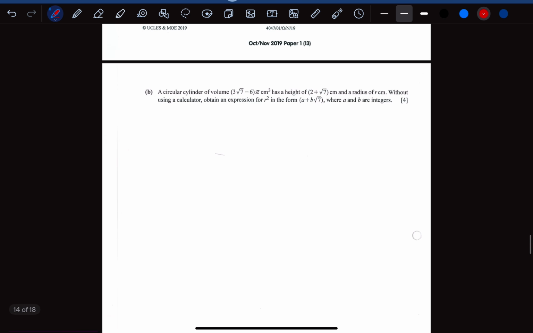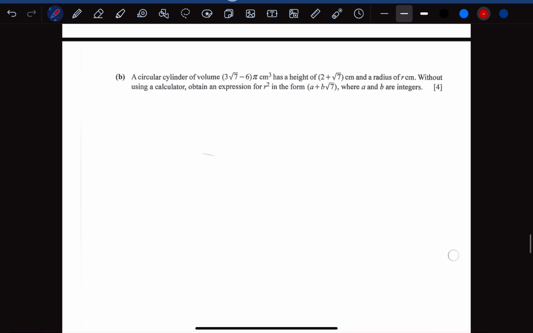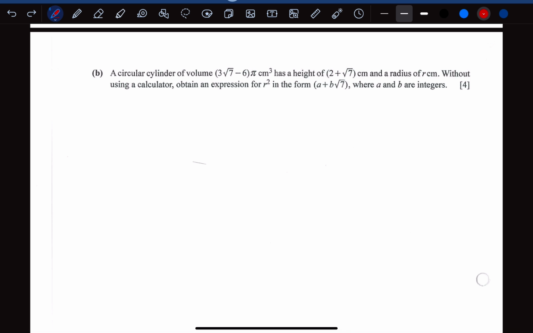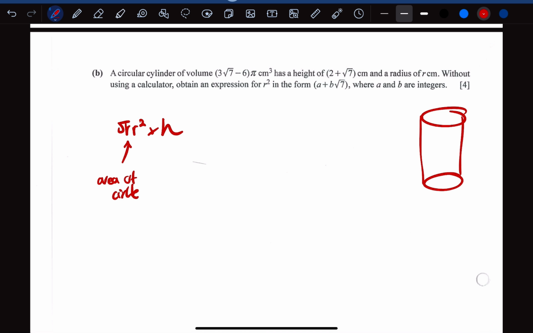Moving to 10 part B, they tell you a circular cylinder of volume 3 root 7 minus 6 pi cm cubed has a height of this, and a radius of r cm. Without the use of a calculator, obtain the expression for r squared in the form of this. So for the volume of our cylinder, if you recall, it's basically pi r squared, which is the area of the circle, multiplied by your height. Area of circle multiplied by height gives us our volume.